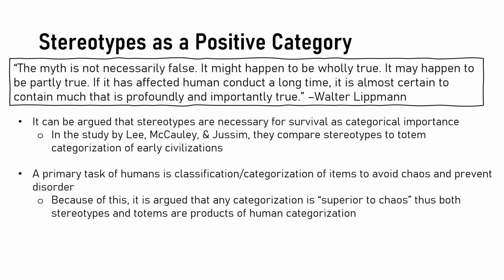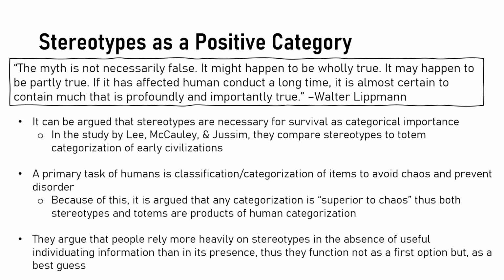So a primary task of humans is classification and categorization to avoid chaos. And because of that, any categorization is deemed superior to chaos, argued by Lee, Macaulay, and Jost. Thus, both stereotypes and totems are products of human categorization. They argue that people rely more heavily on stereotypes in the absence of useful individuating information than in its presence. Thus, they function not as a first option, but as a best guess when there is a lack of other information to inform the individual on the decision to make.